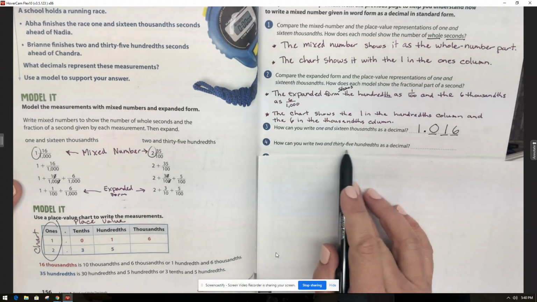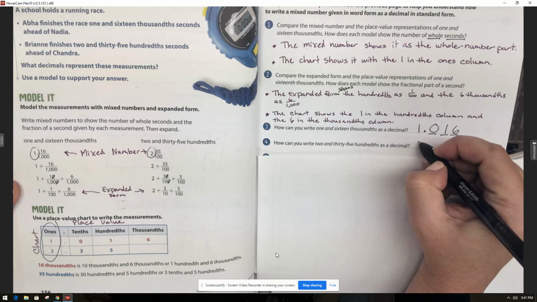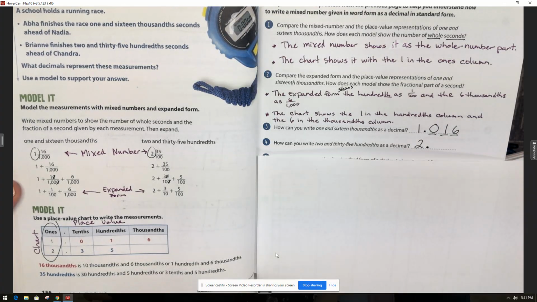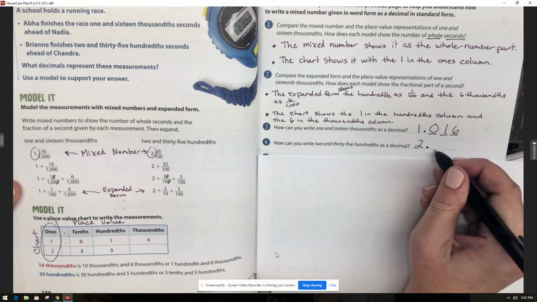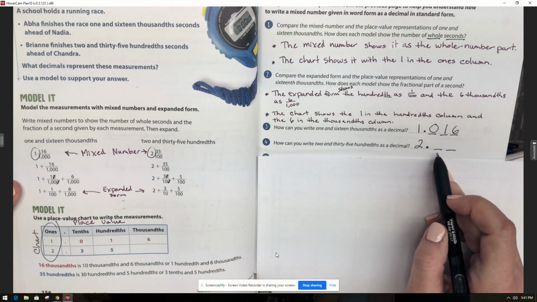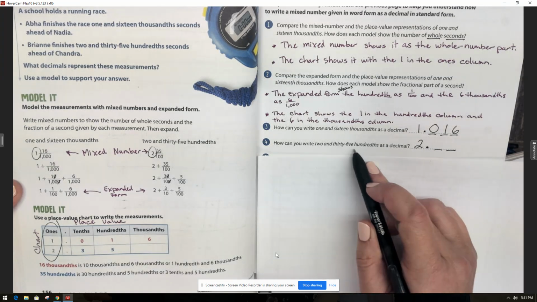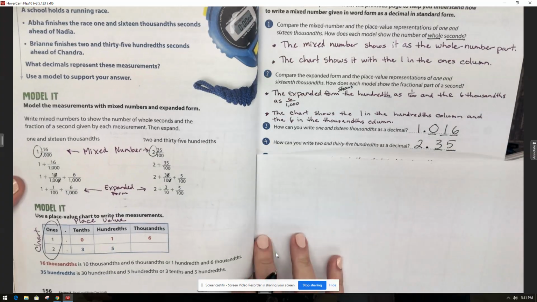How can we write 2 and 35 hundredths as a decimal? We start with our whole, 2, and then write our decimal for and, and then we have 35 hundredths. Since it's hundredths, we know we have 2 place values after the decimal. We have our tenths and our hundredths, and then we have 35 of them. So we're going to write 35.